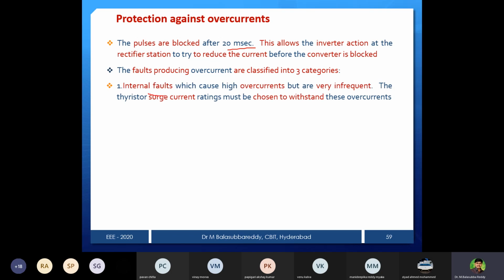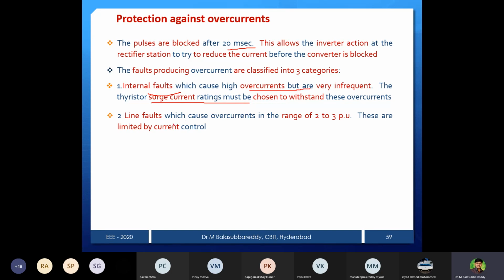That is, the internal faults which cause high overcurrents but are very infrequent. That means they will occur very rarely. Thyristor surge current rating must be chosen to withstand these overcurrents. Another one is a line fault. If this fault occurs, the line faults cause overcurrents in the range of 2 to 3 per unit. These are limited by the current control.